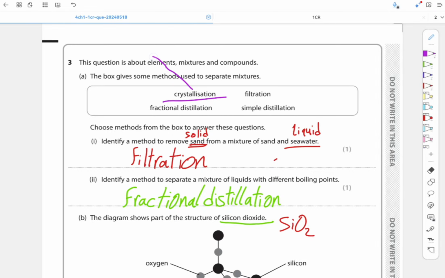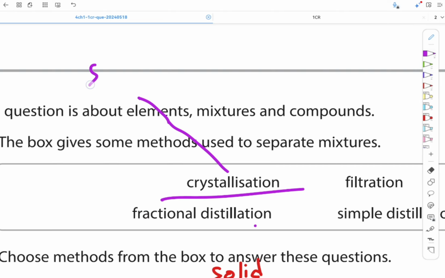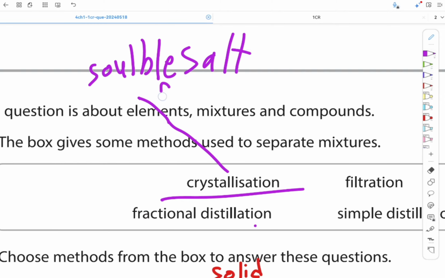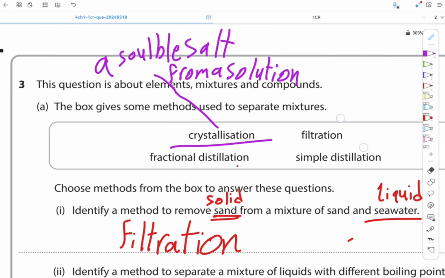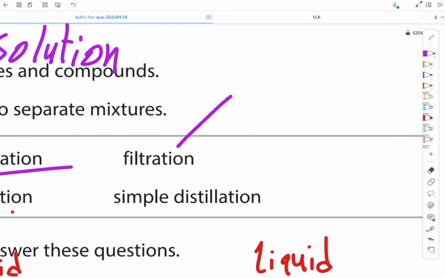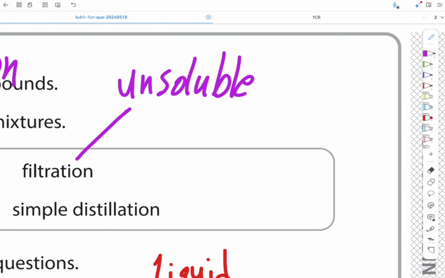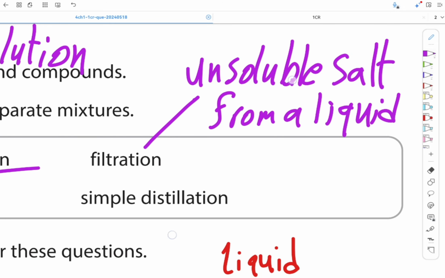We have crystallization. Crystallization, my friends, is a physical procedure in which we separate a soluble salt from a solution. So we have a soluble salt and we need to separate it from its solution, its solvent, let's say. And we have filtration here. We have an insoluble salt, to separate an insoluble salt from a liquid, which is generally a solution.